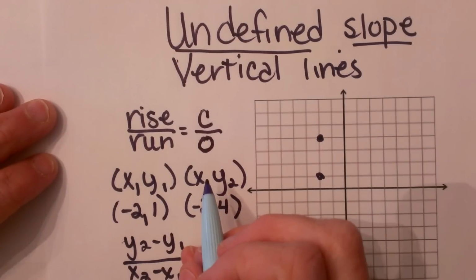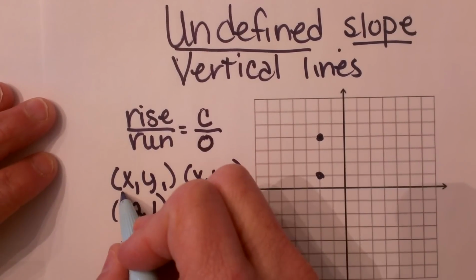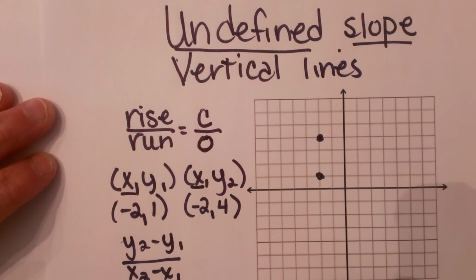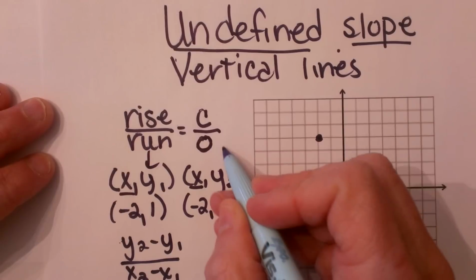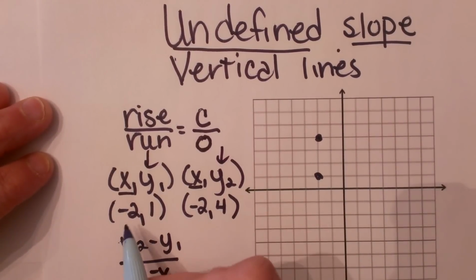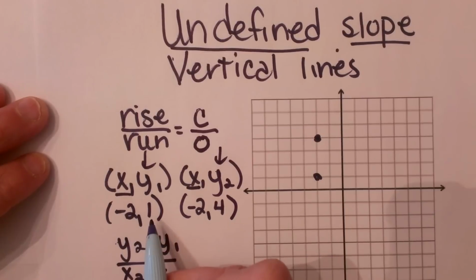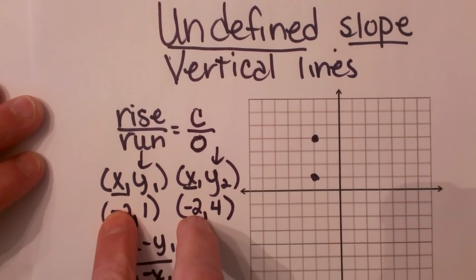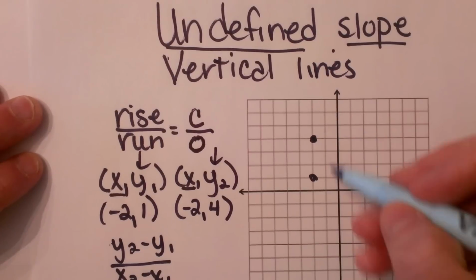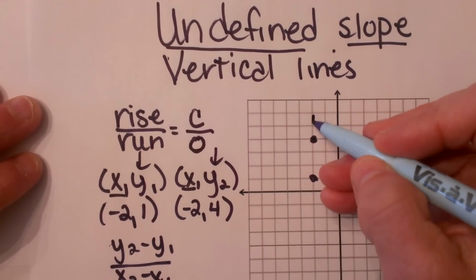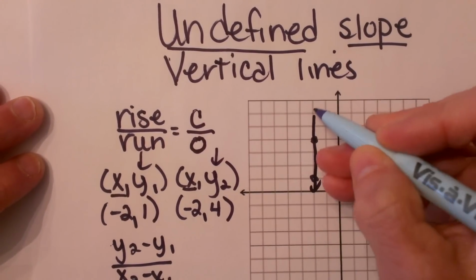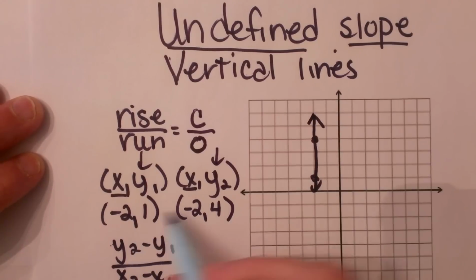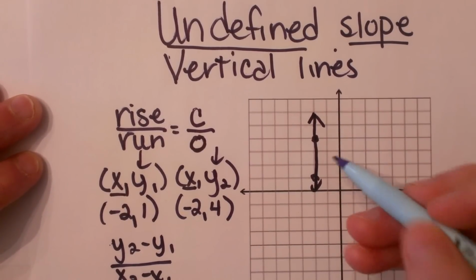So what do the ordered pairs look like? Well, the x's will be the same value, but the y's will be different values. So here's an example: (-2, 1) and (-2, 4). Our x coordinates are the same, but our y coordinates are different. And I've plotted these. So let's draw the line that connects these, and notice that is a vertical line. So you can see that the x coordinates are the same.